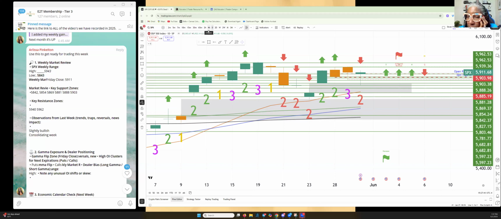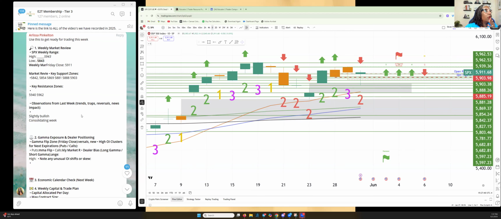Okay, some of this is getting all convoluted. Anything else? Any other observations from last week? So we can talk about the reversal at what was that, 48.50? Was that 48.50 we were at with that big reversal? I'm like, what are we talking about?